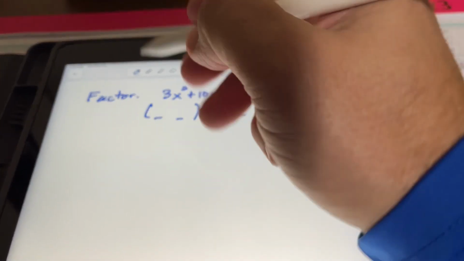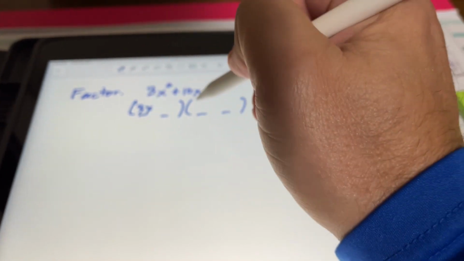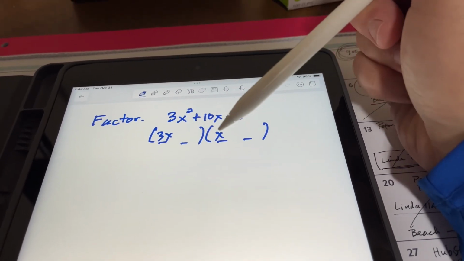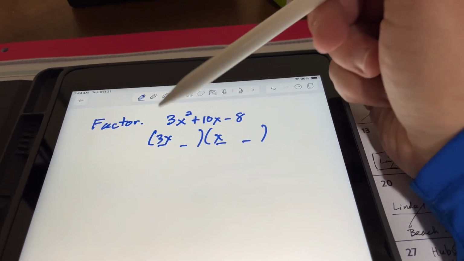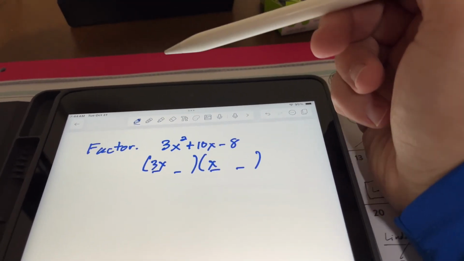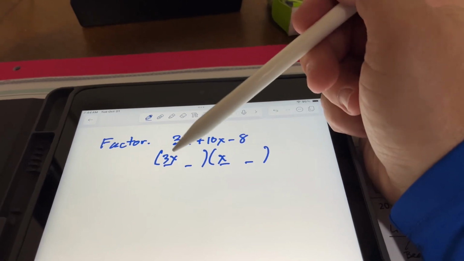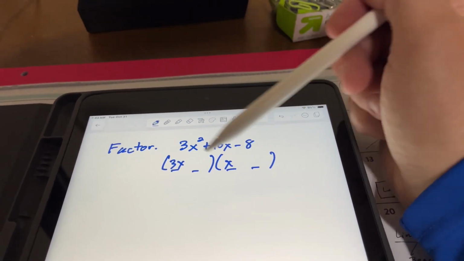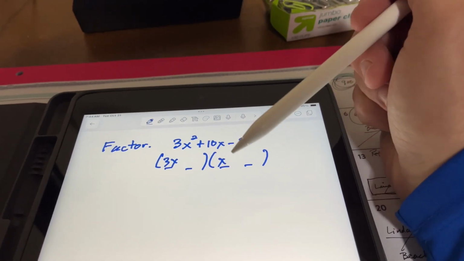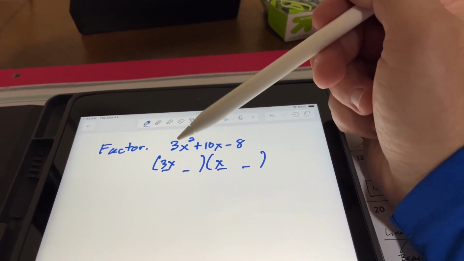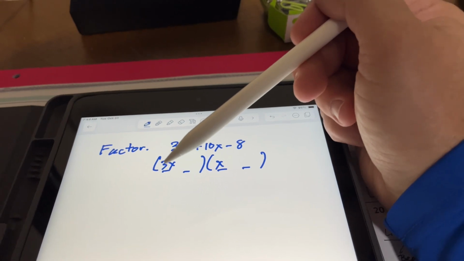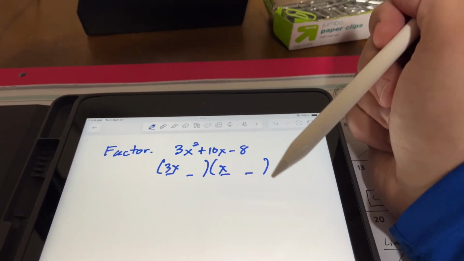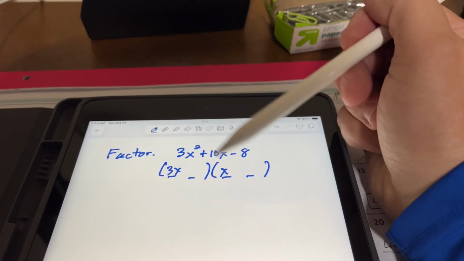And in the front set of blanks, there's really only 2 things that'll work. There are only 2 things in the whole world that multiply together to be 3x squared. So that's 3x and x. Now I could have placed the x over here and the 3x over there, but it doesn't really matter because we're multiplying these 2 things together. The order's not really important. Usually we put the bigger coefficient term here first, so that's why I have it the way I have it. So 3x times x is 3x squared.